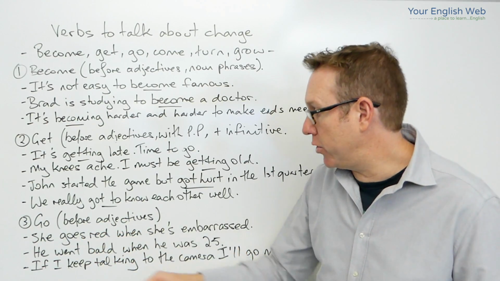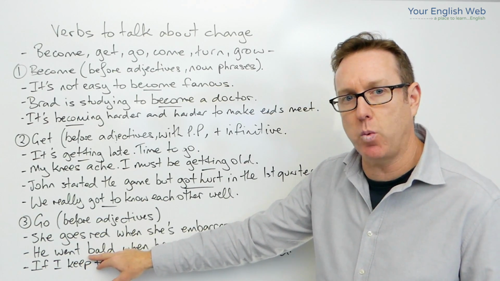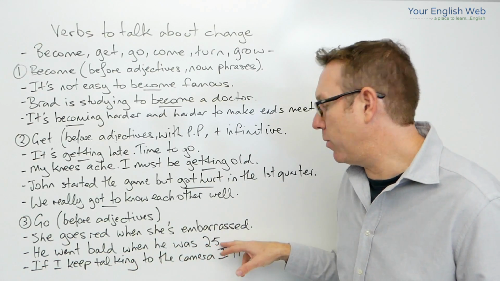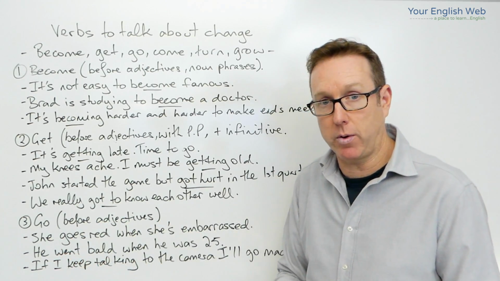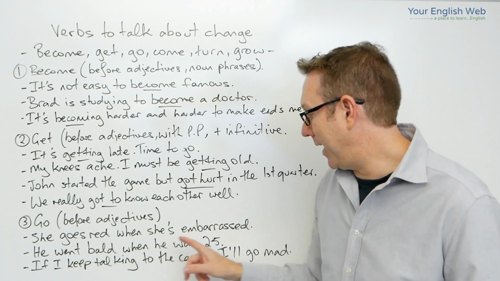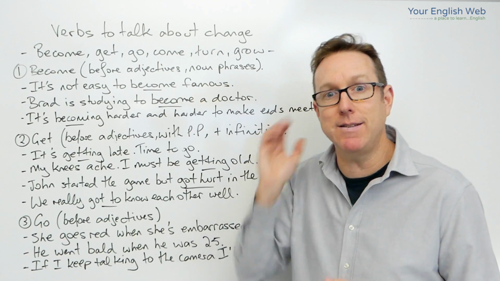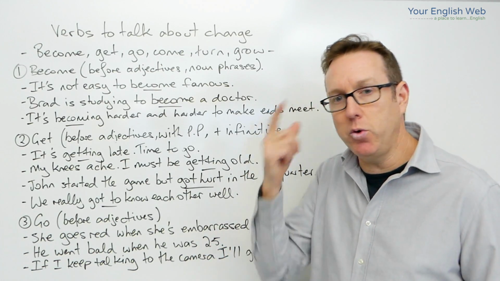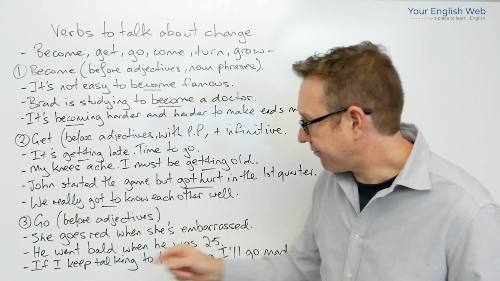Now, we can also use it when we talk about some negative consequences as well, okay? So, he went bald when he was 25. The expression is to go bald, okay? He went bald when he was 25, the poor man. He lost all his hair when he was 25. So, he has a nude nut. He was only 25 with a nude nut.